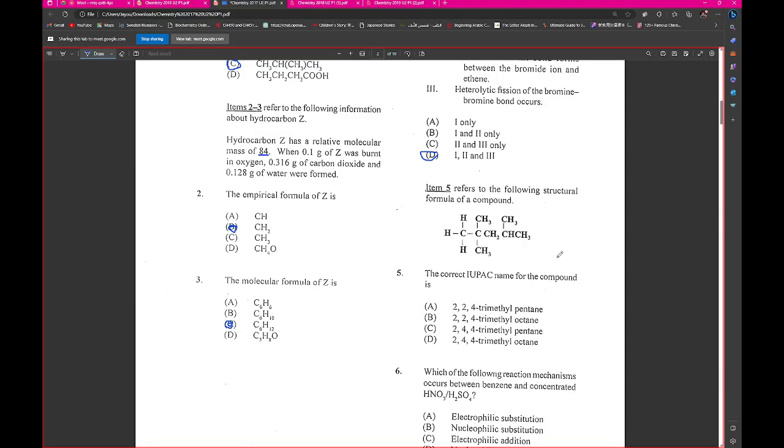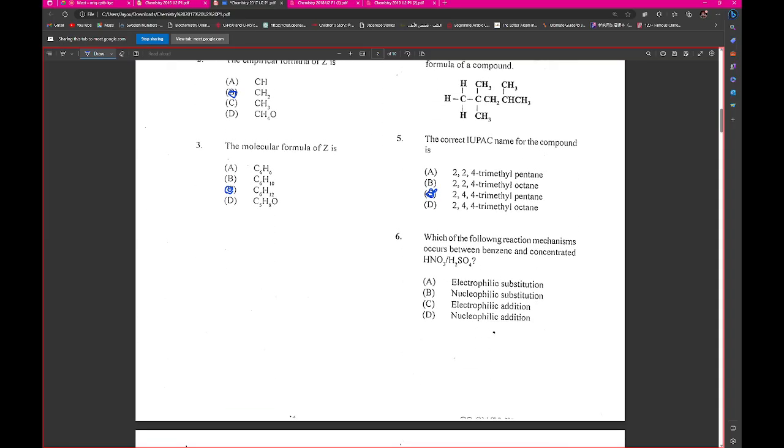The correct IUPAC name for the compound is? A, 2,2,4 trimethyl pentane. Alright. So everybody got this, right? Just to make sure everybody is following. There's nobody here that doesn't understand how to do this, because they can literally give you anything and ask you to name it. So I want to make sure that you know how to name in case any new questions come. Everybody's fine? I'm good, yes, sir.